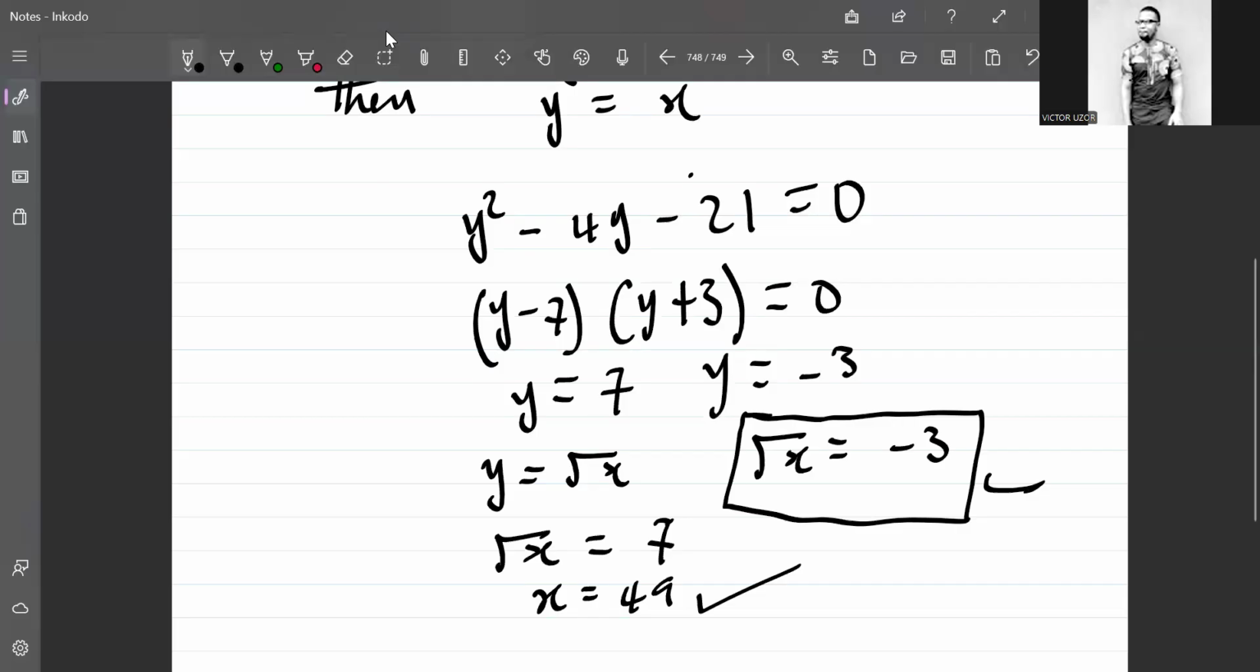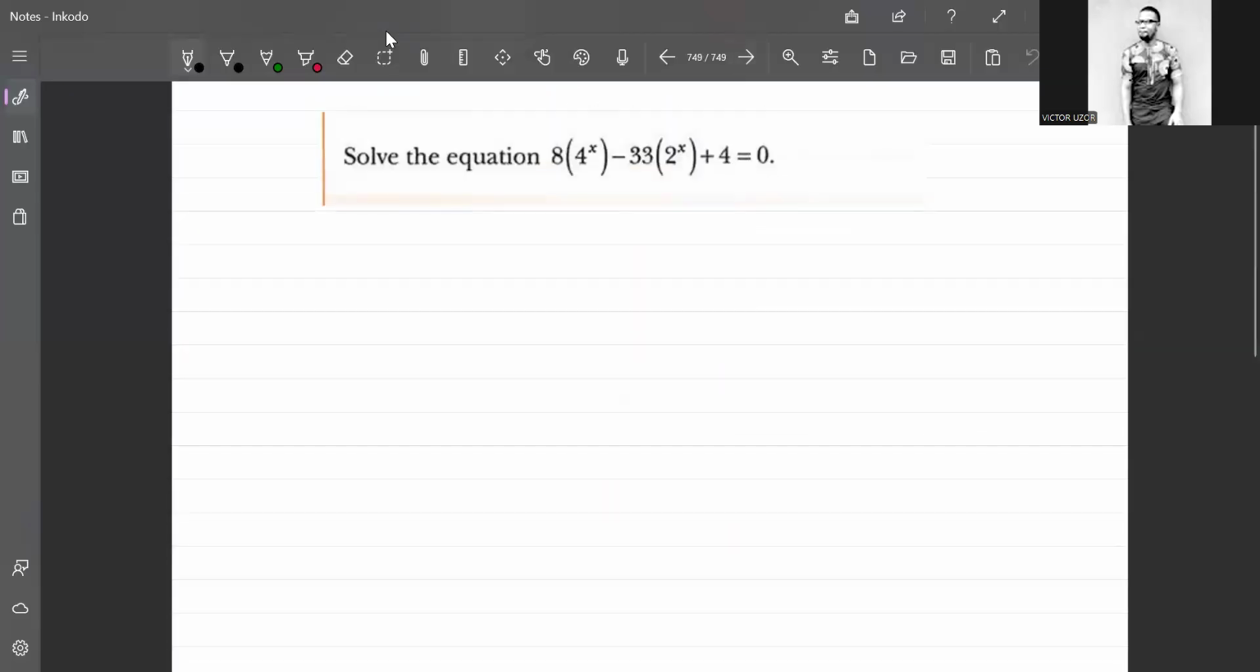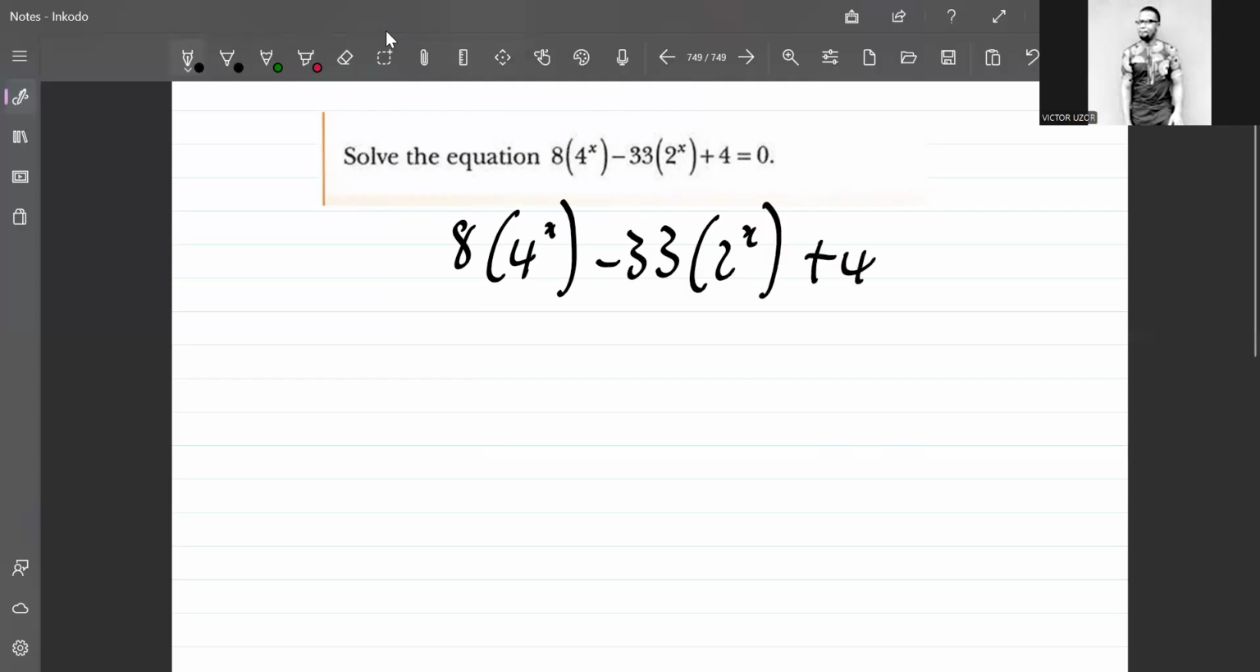One more question, and we are done with complex quadratic. Now let's look at this. This particular one, we are not told what to do. So what do you do? 8(4 raised to power x) minus 33(2 raised to power x) plus 4 equals 0. I can make this to be in form of 2x also.